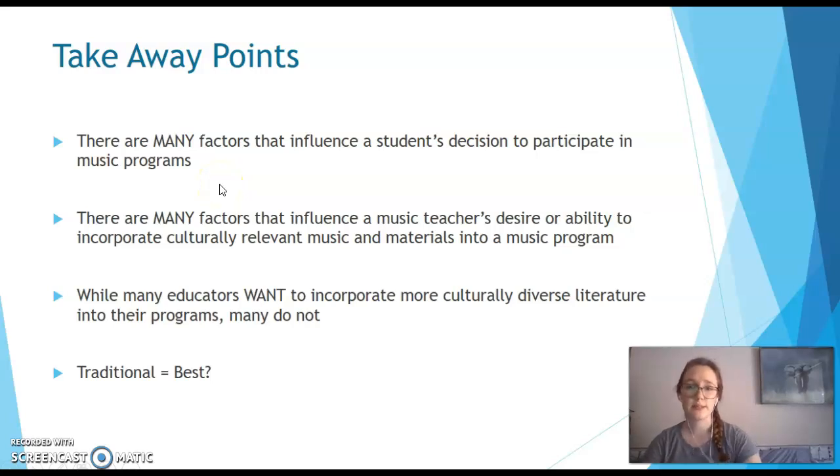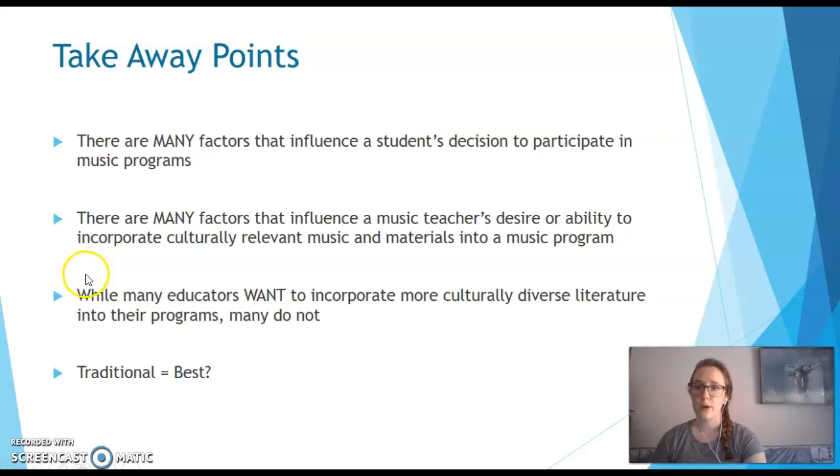There are many factors that influence a music teacher's desire or ability to incorporate culturally relevant music materials into a music program. Through the articles, I saw that many of the teachers believe in multicultural teaching within a music program, but for a variety of reasons, like it's difficult to come up with meaningful new curriculum, the materials aren't widely out there, meaning that access to appropriate songs and literature just hasn't caught up with the times yet, as well as pressures from administration, as well as the population or the community surrounding that school, what they think is important to be taught in a music classroom.